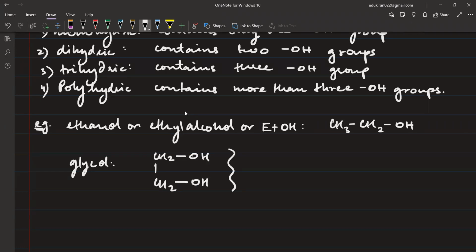Okay, similar to this is glycerol. Glycerol is a bit of a bigger name, with 3 carbons: CH2, CH, CH2, and all of these have OH groups.